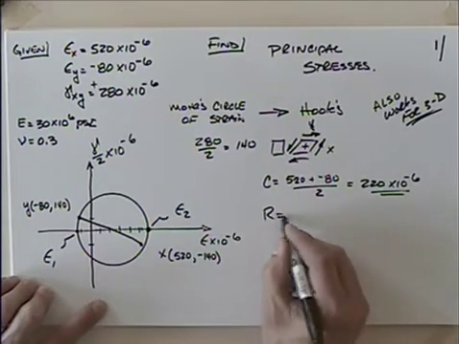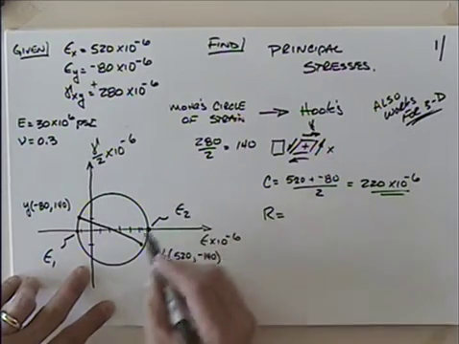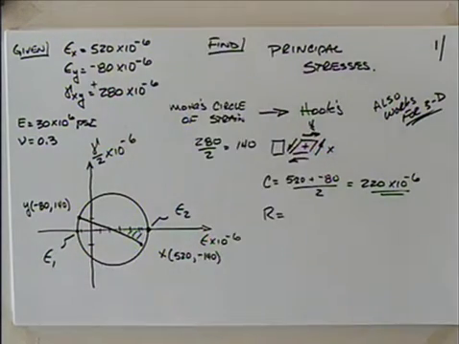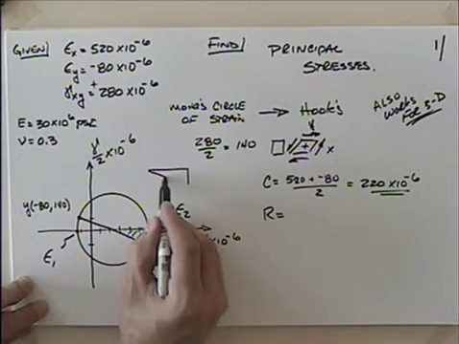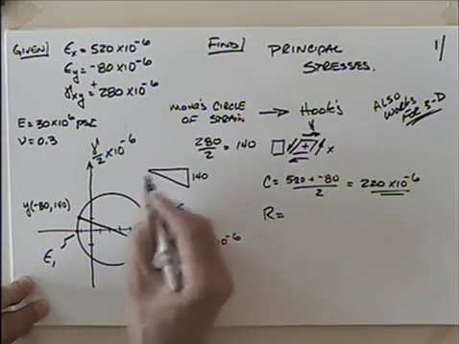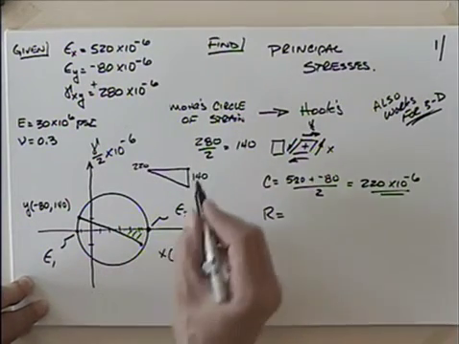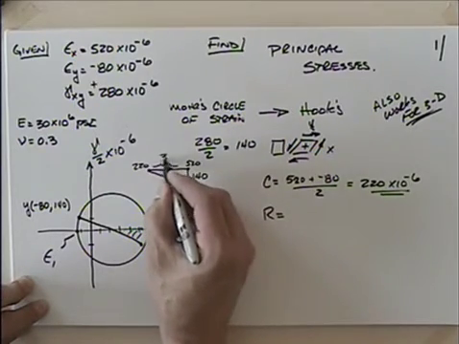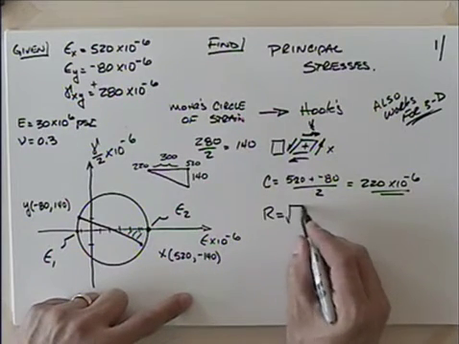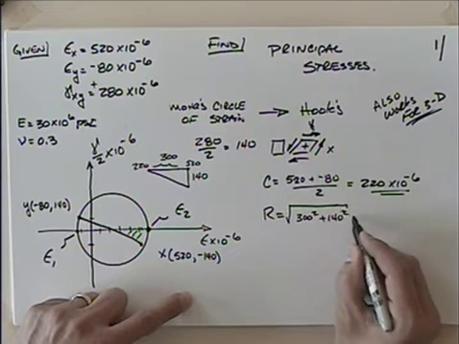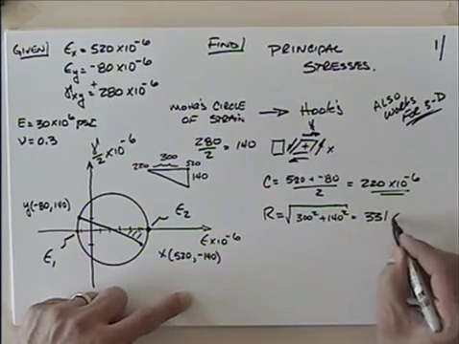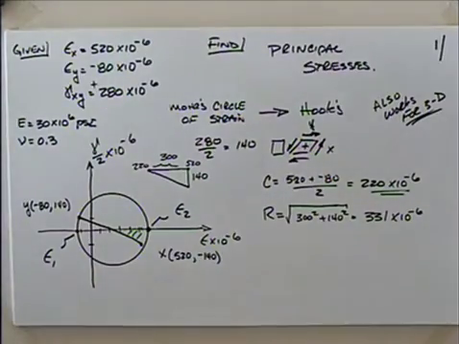Then the radius, if I look at, let's say, this triangle right there. I'm running out of pen. So we said that this was 140, and this is going from the center point, which is 220, to this point here, which was 520. So that's 300. So I've got that the radius is going to be the square root of 300 squared plus 140 squared. It should turn out to, I think, 331, of course, times 10 to the minus 6. Let me double check that. Yeah, good.